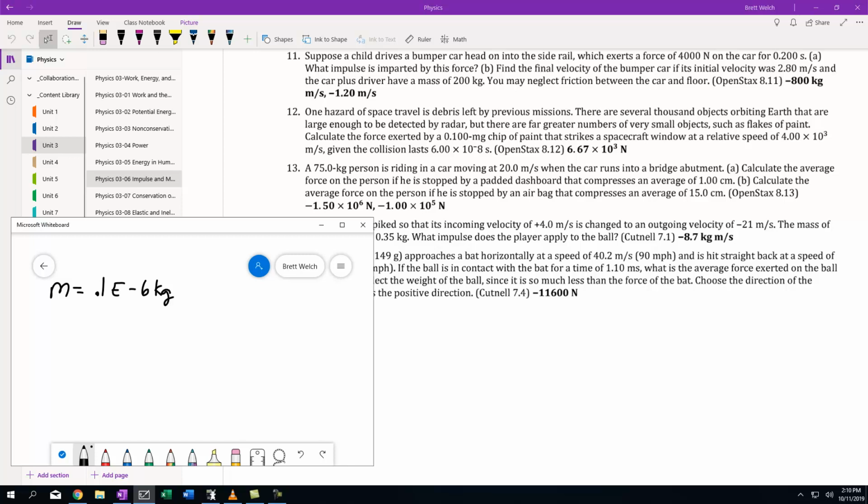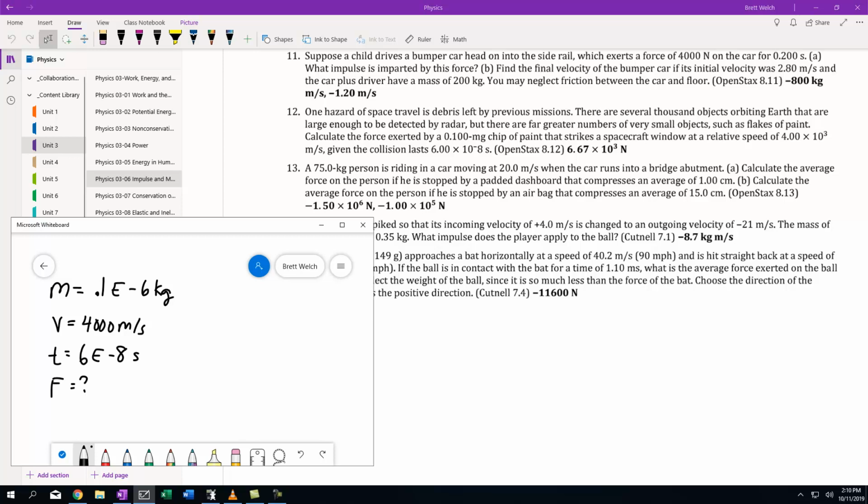and we're flying at a relative speed of 4 times 10 to the third. That would be 4,000 meters per second. So our velocity is 4,000 meters per second. That's its speed relative to the spaceship. So between the two of them, they're moving at a difference of that speed. Given that the collision time lasts 6 E negative 8 seconds, the question is, how much force is applied?